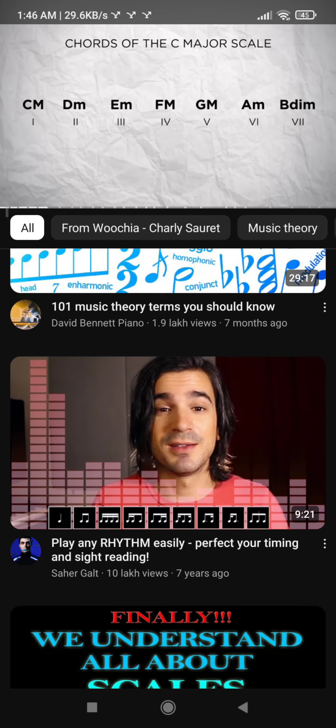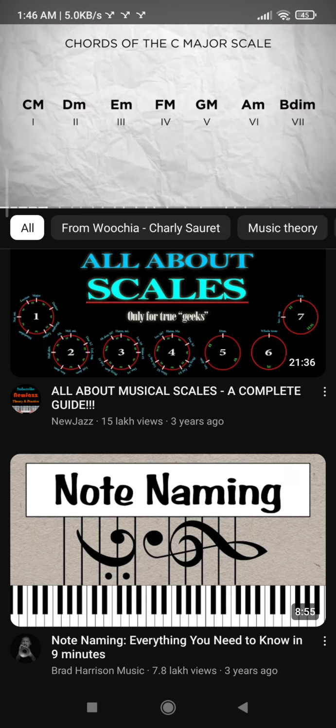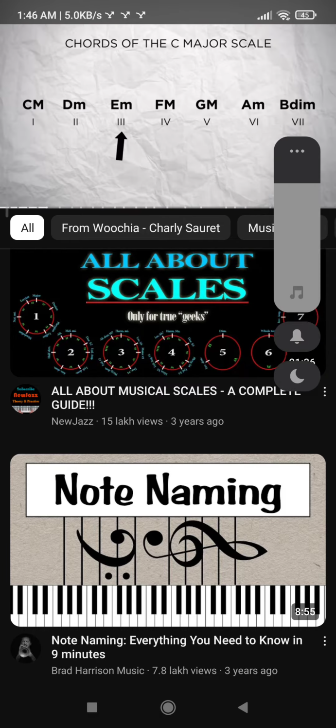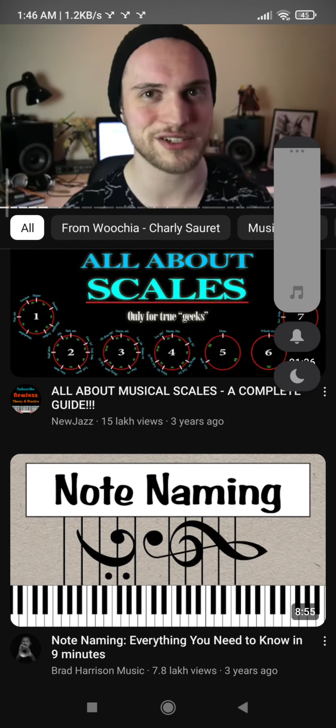and numerals. That will come in handy to talk about our chord progressions. Just know that these are called degrees. The first degree, second degree, third degree, etc. The fifth degree is a bit special. It's called the dominant, but we'll get back to it.